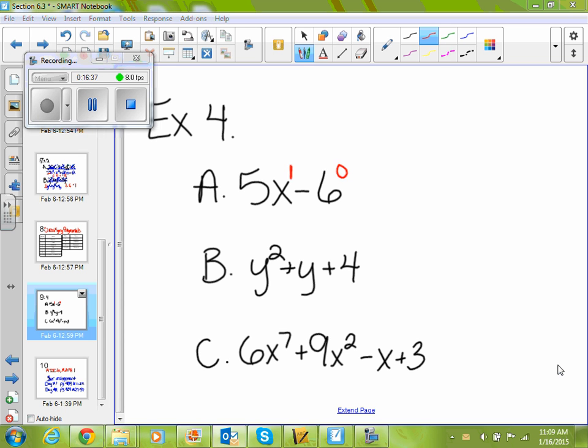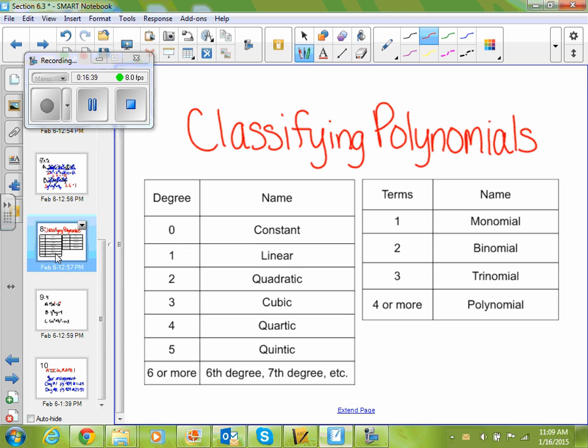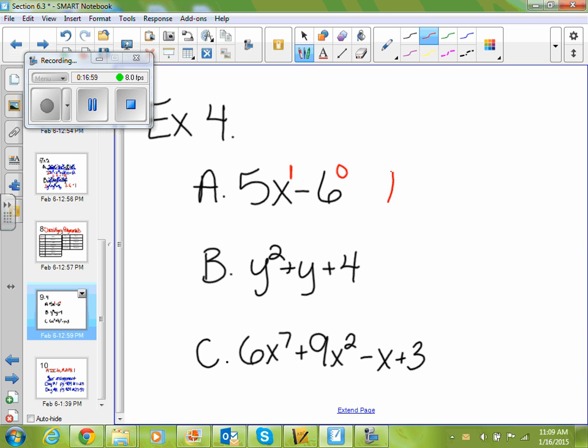If you look at your table, what do we call a function with a degree of 1? Well, I go down my degree column till I find 1. I see that that is called a linear function. So I know that the first thing is that I'm going to call this linear.